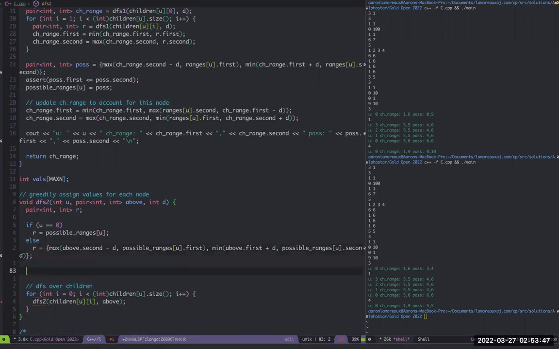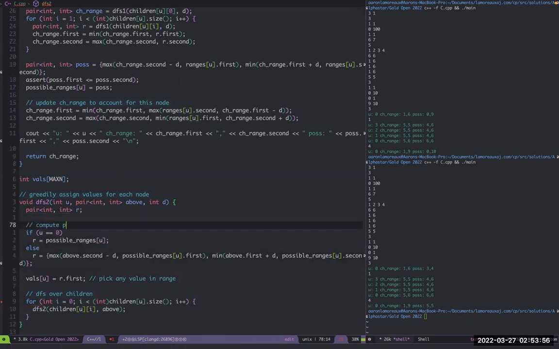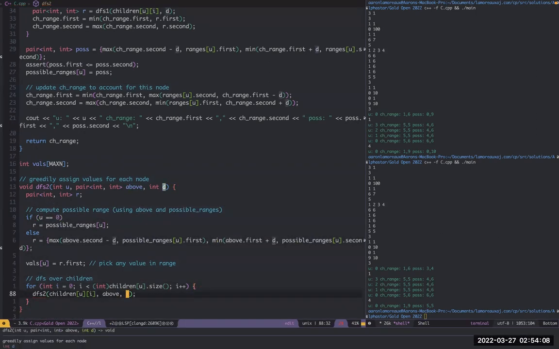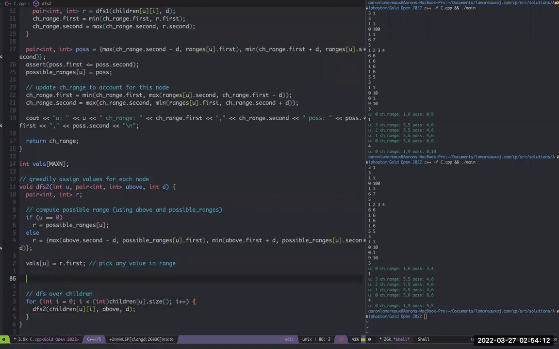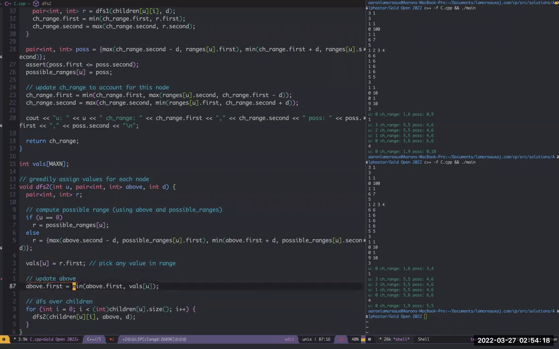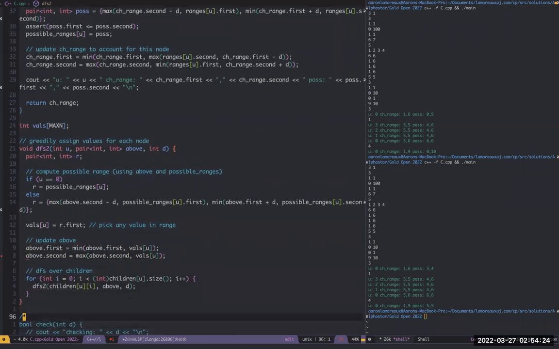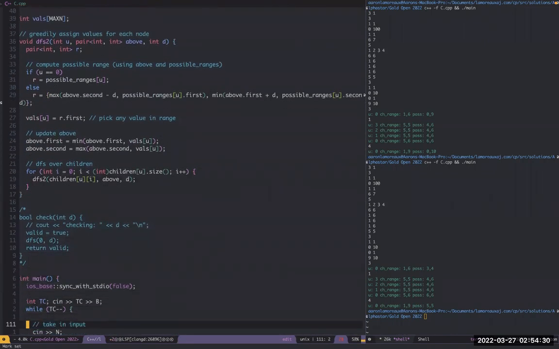So the value we assign can be any value in this range. So pick any value in range. Here we compute the range. This accounts for both the subtree and the things above. Above that first was min, above that first was u, max, above that second value. The minimum and the maximum, that's d above us.